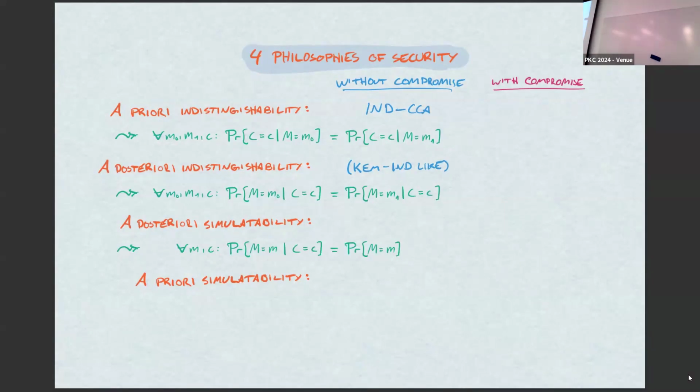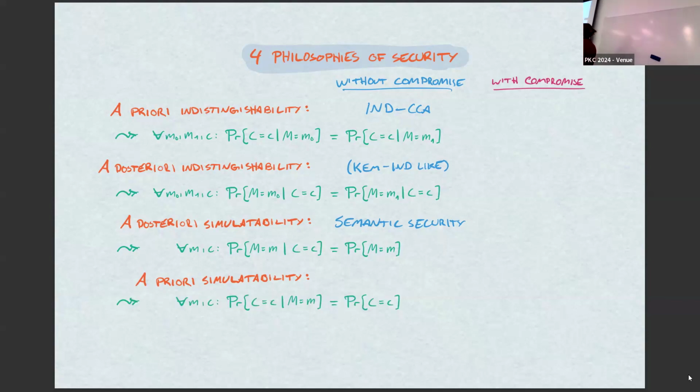Over to the simulatability notions, here you get more the information theoretic security that Shannon was defining back in the 40s, where the probability that you observe a message, given that you've observed the ciphertext, should be the same as the probability that you observe the message in the first place. So the ciphertext shouldn't add any information that can be exploited. For PKE, this is familiar once again in the form of semantic security, particularly Goldreich's version of semantic security that Goldwasser and Micali introduced.